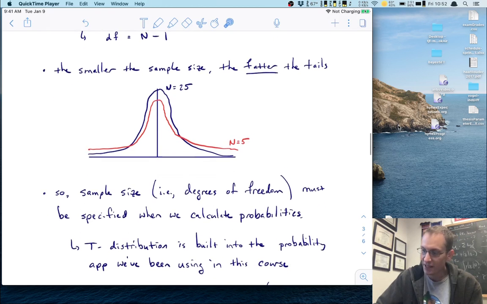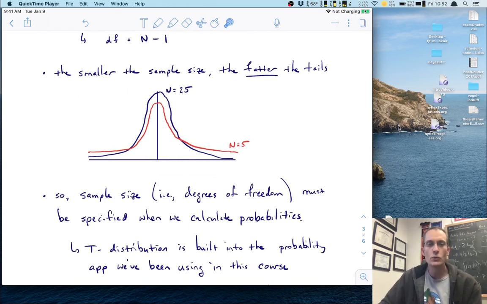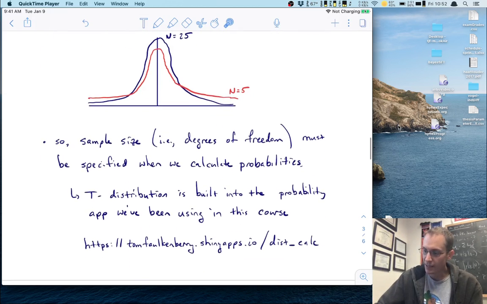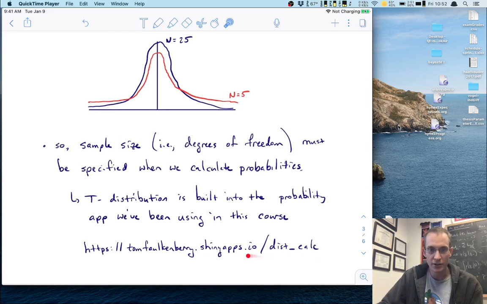So what that's going to do is it's going to force us to make sure we're super careful when we start calculating probabilities. Because the shape is different for every possible sample size, we must make sure that we specify that sample size when we go to any sort of calculator to calculate our probabilities. Now, we've been calculating probabilities this semester with this app. I showed it just a little bit earlier. Remember, it's at that website, and there'll be a link in the description. But thankfully, we've already built the t-distribution into that app. So we're going to see an example of exactly how to calculate these probabilities very, very soon.